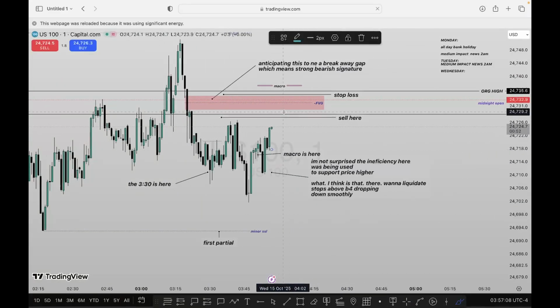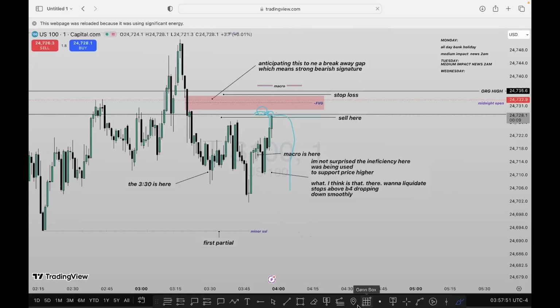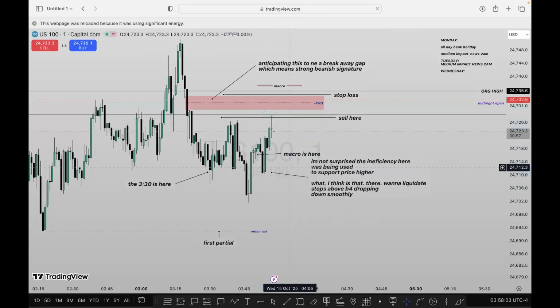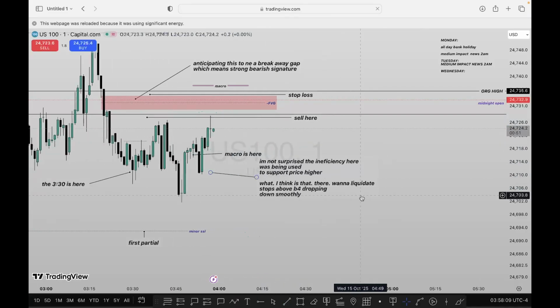I pointed it out. I'm not surprised that the inefficiency is being used to support price higher. This is pointing out what I want to see. Right there, I was expecting that to then start sending price lower. That was what I was thinking real time. Look at that reaction right there. Poking the high, that's a good feedback already.